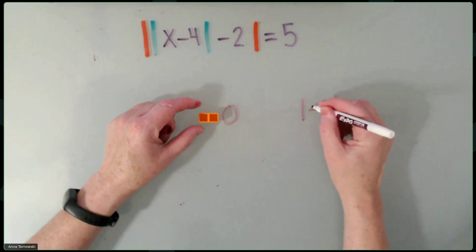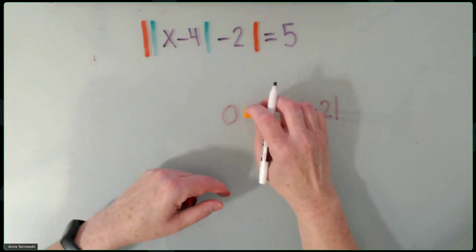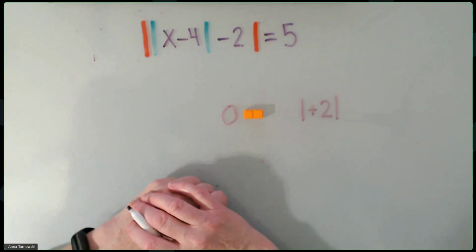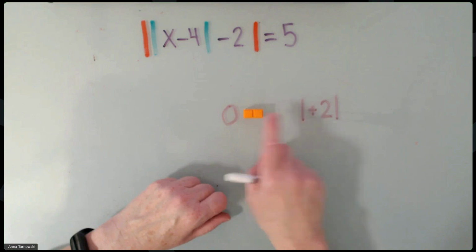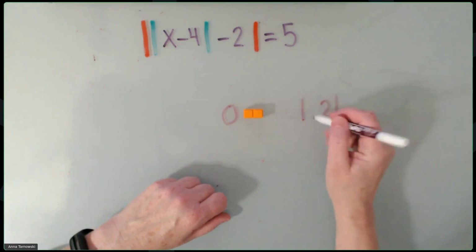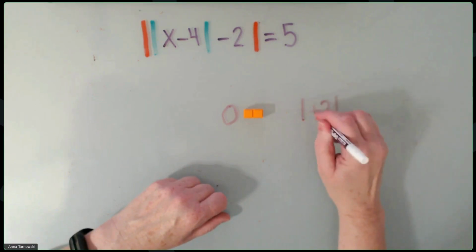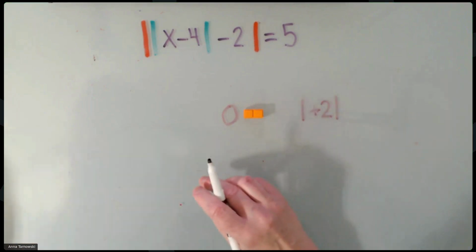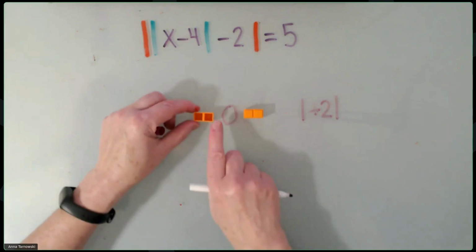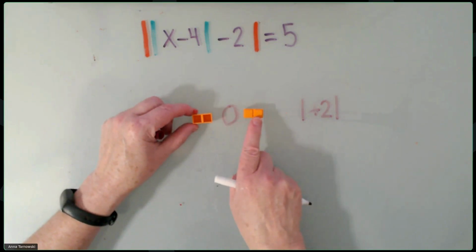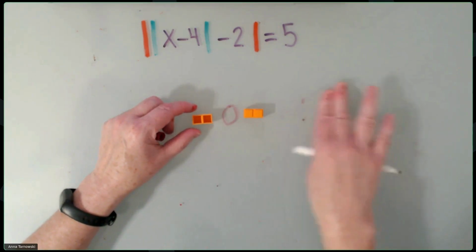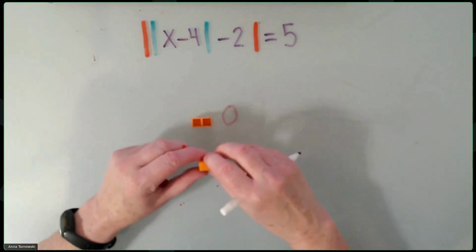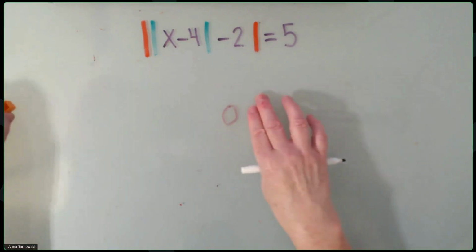If we turn that into a +2, we'd just be asking how many steps is +2 from zero. So it's just 1, 2. So it doesn't matter if you have a negative in here like that or a positive in here like that. They're both 2 steps from zero. So that's what absolute value signs tell us: how many steps from zero are we?